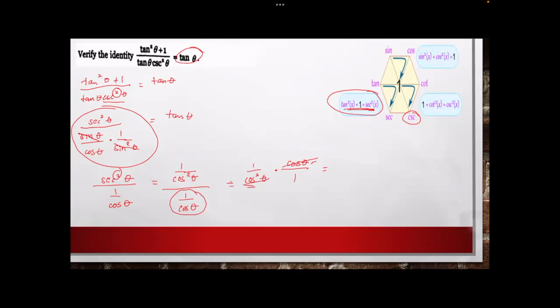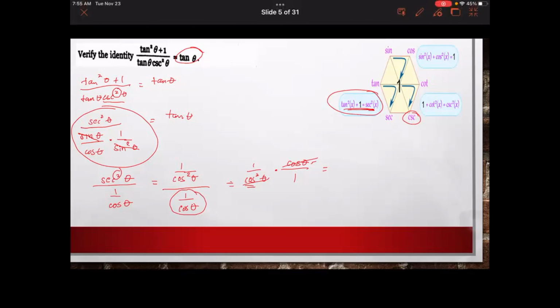Nasaan na yung isang sine? May sine pa pala dito. Sorry. Correction. Nawala yung sine. All over cosine and sine theta. Ayan. All over 1 minus cosine theta and sine theta. Ayan. So, balik tayo sa ating given.